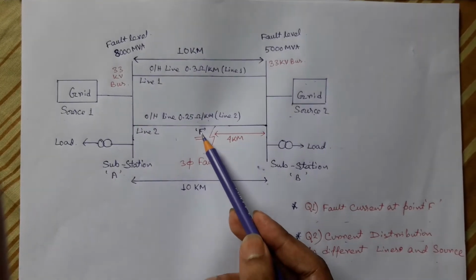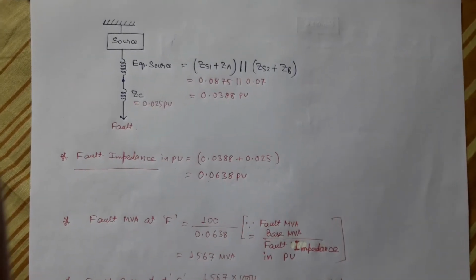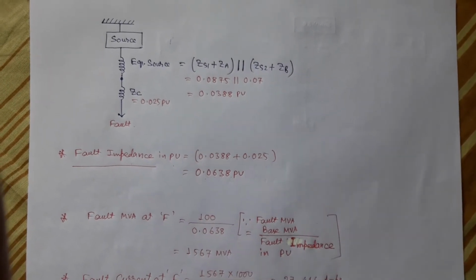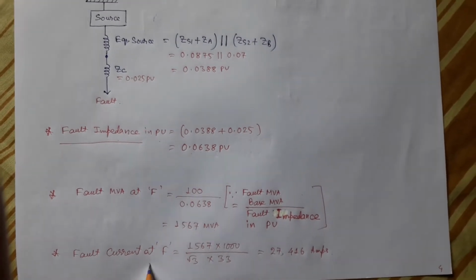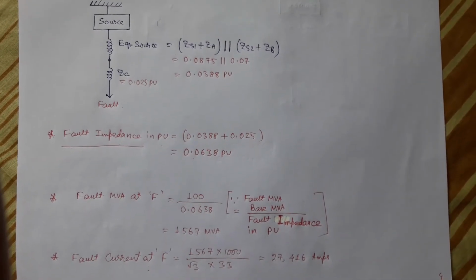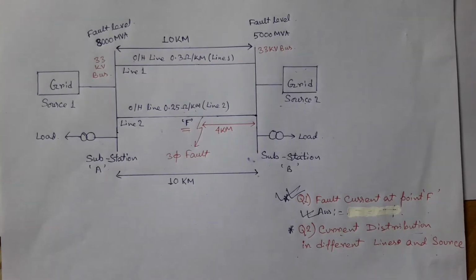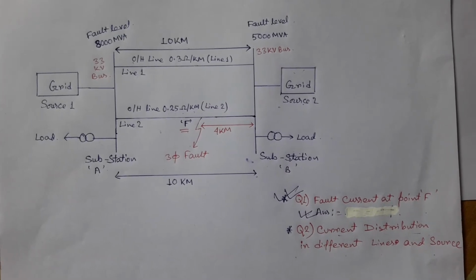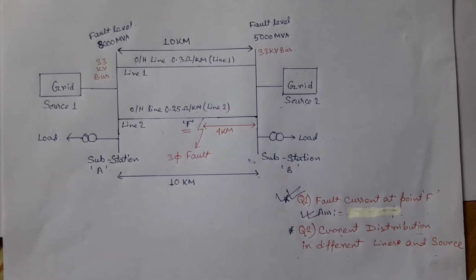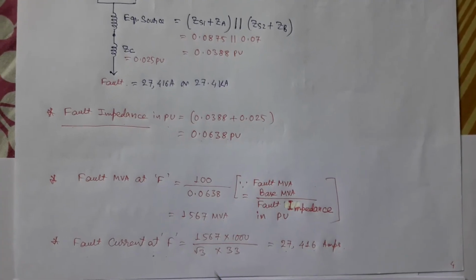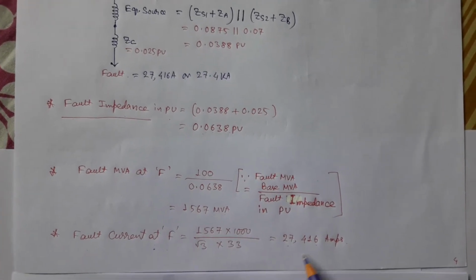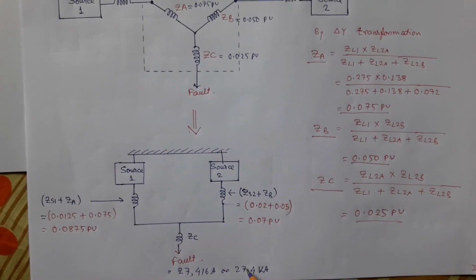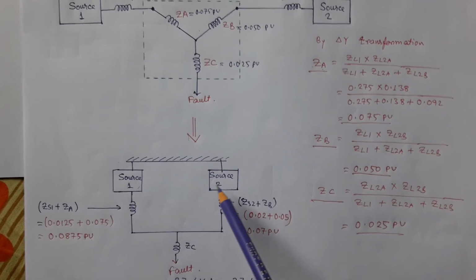So fault MVA at point F is 1567 MVA by using this formula, and fault current at point F is 27,416 amperes. So question 1 is discussed. Now we will discuss question 2, that is current distribution in different lines and source. We have already calculated fault current at point F, which is 27.4 kiloamperes, and this fault current will be supplied by source 1 and source 2.